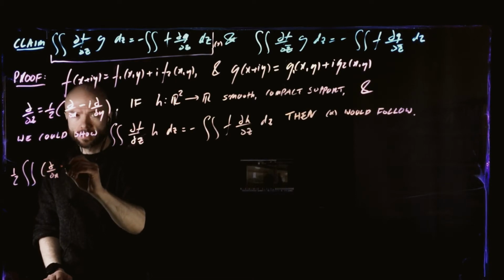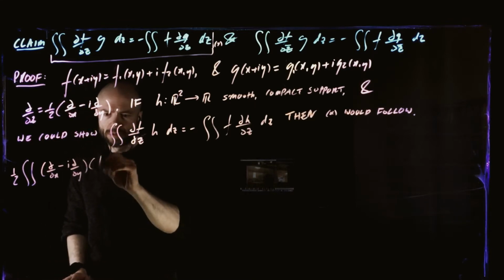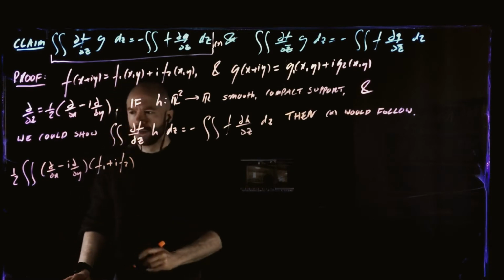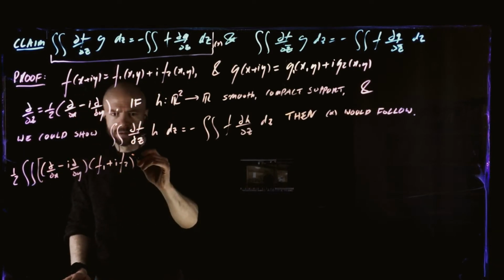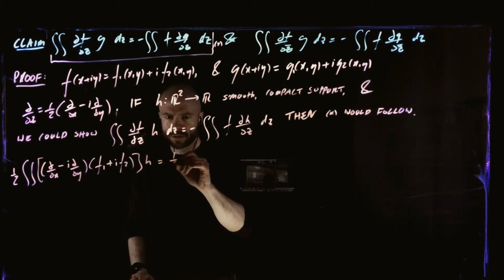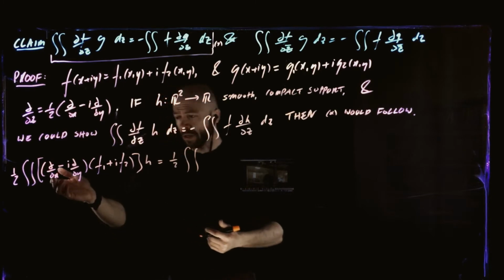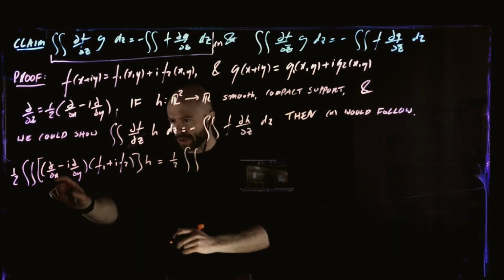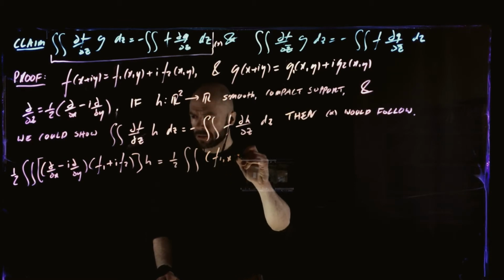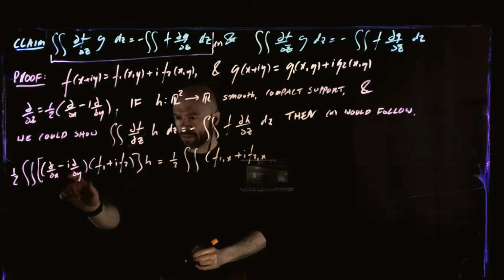d by dx minus i d by dy of f1 plus i f2. All of that stuff is multiplied by h, so that's multiplied through by 1 over 2. Let's do the differentiation through. So let's first differentiate with respect to x, and we're going to have this f1 comma x plus i f2 comma x, and then let's do this stuff.